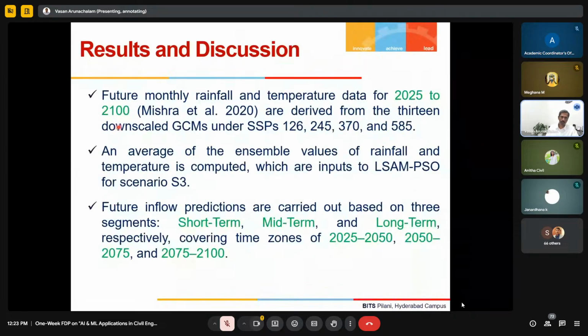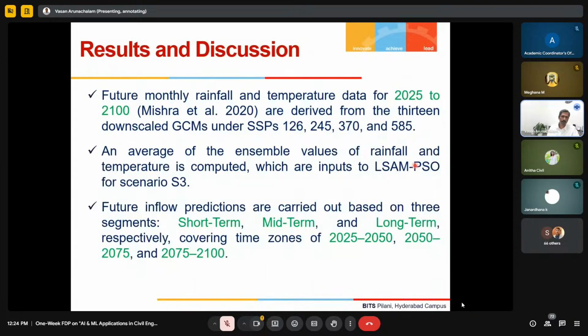More specifically, we took this future data from 2025 to 2100 using 13 downscaled GCMs under 4 SSPs. An average of these ensembled values of rainfall and temperature was computed, right? And we largely took scenario 3, where it did reasonably well for the various performance metrics that we see. Because of paucity of time, I'm just telling you how these techniques were used very well.